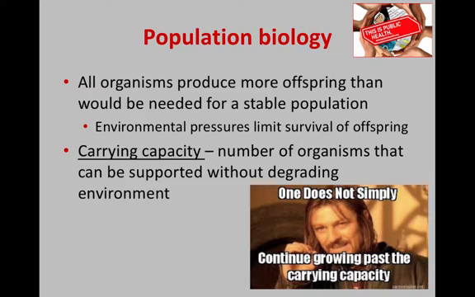We have this idea of carrying capacity, which is the maximum number of organisms that can be supported in a certain environment without degrading that environment. So again, this could be the resources available in the growth medium in a petri dish, or it could be our planet. Regardless of the environment, any environment will have a carrying capacity for a specific population.